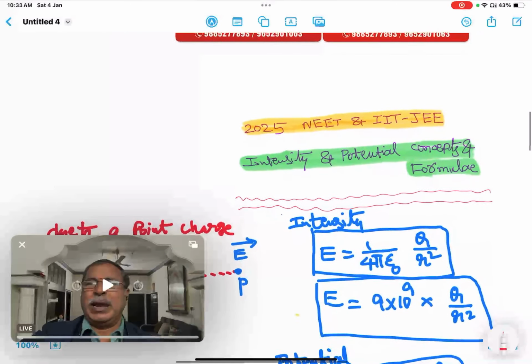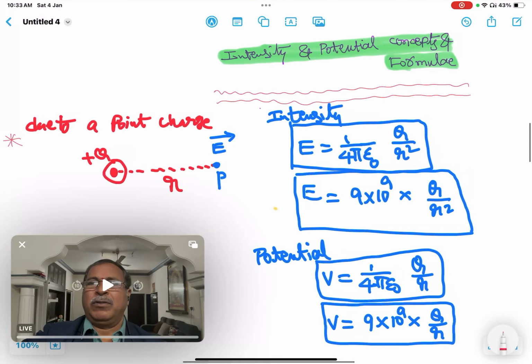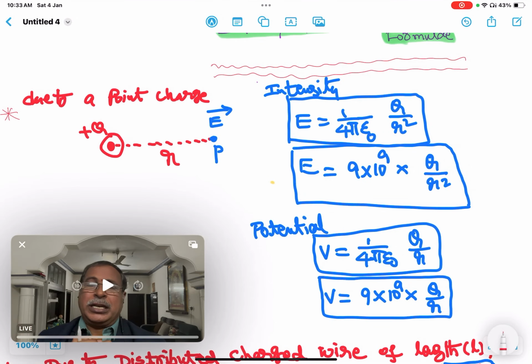Now the very first concept I am giving, we are expecting a topic here. Due to a point charge, according to Coulomb's inverse square law, we can find out intensity and potential at a particular point due to a small point charge. The charge value Q is given, and the distance from the charge is also given. Then at a point P at a distance R, we can find out the intensity. In examination, they may give charge and distance. Q and R are given, we can find the intensity.